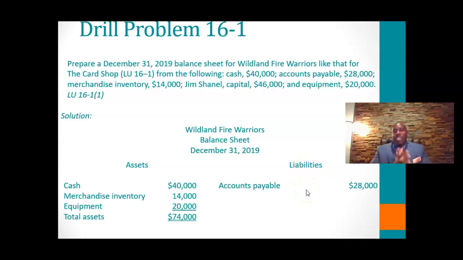Next, you have your liabilities. This section shows the debts or obligations of a business. The accounts payable account shows money owed to our creditors. It totaled $28,000. And the last section you have is known as owner's equity. This shows the owner's interest in his or her business. Each owner has what's called a capital account that shows the investment made by the owners of the business organization. The owner's capital account has a value of $46,000.